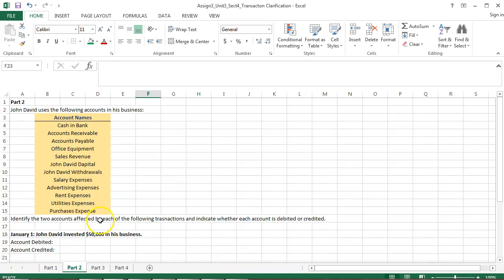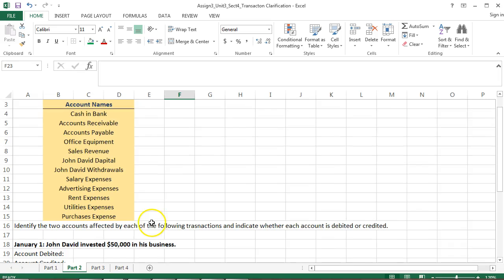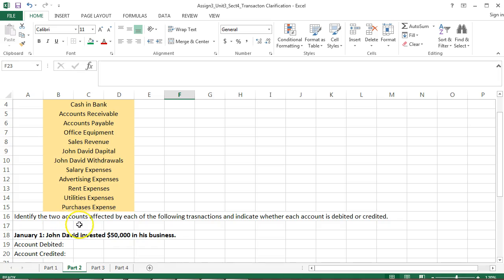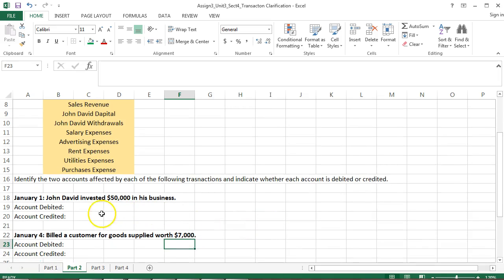Okay, part two. Part two is very similar to what we did in previous assignments, determining whether these are assets, liabilities, or owner's equity, but now we're also adding in expense, revenue, and withdrawal accounts. John David uses the following accounts in his business. Identify the two accounts affected by each of the following transactions and indicate whether the account is debited or credited. We don't have to say whether it increases or decreases, but that should also be in your head too. So John David invested $50,000 into his business.